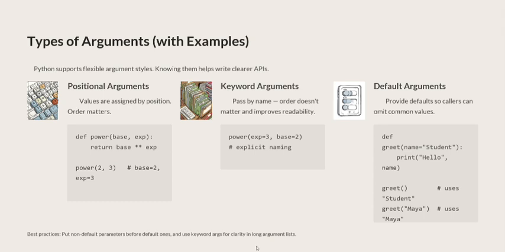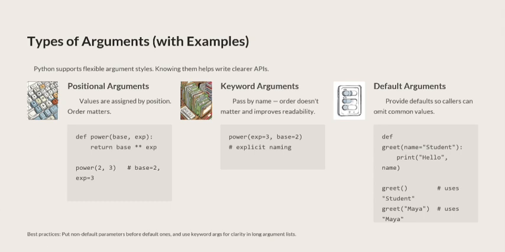Okay, so best practices for arguments. While creating functions, we should follow some good practices. First, keep non-default parameters before default parameters. For example, def student(name, age=20). Here name is required and age has a default value. Second, use keyword arguments when functions have many parameters. It improves readability and reduces confusion.